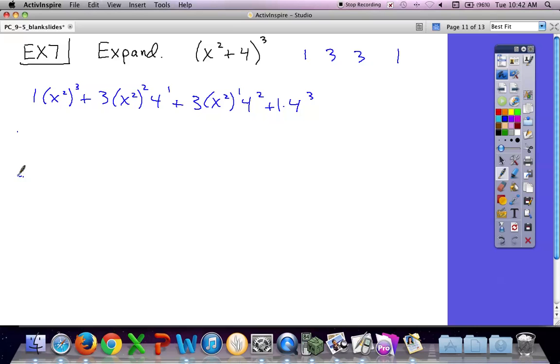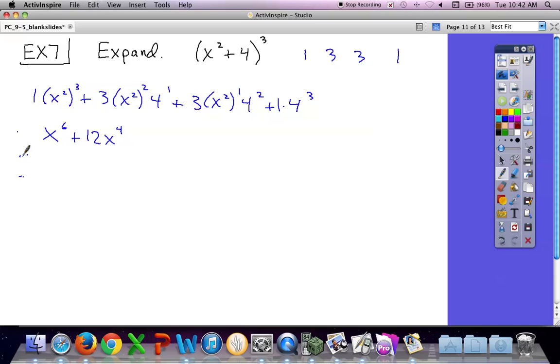And then simplify, right? What is x squared to the third power? When you raise a power to a power, you multiply the exponents. Properties of exponents. x to the 6th. Okay? x squared squared is x to the 4th. You've got a 3 times 4, so 12x to the 4th.